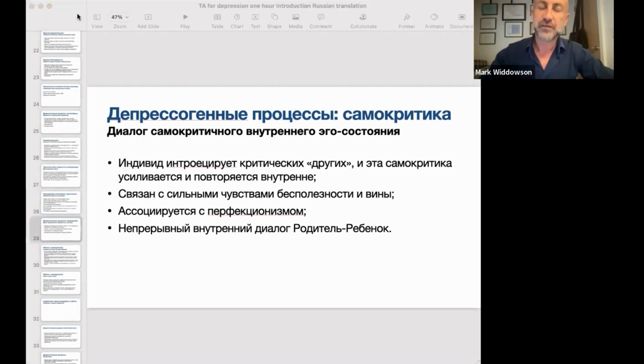Another thing that's very, very common, and I think is a key feature of depression, is self-criticism. So how we can understand this in transactional analysis terms is that the client has a very heavy and strong internal critical parent that is constantly beating their child ego state. What we need to do is help the client to become aware of this. Now, this is often quite simple to do.